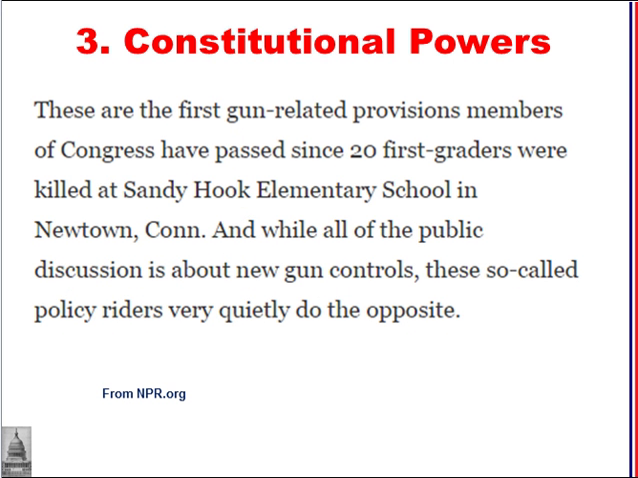Here's one from NPR talking about a couple of riders that were added to potential gun control legislation in the aftermath of Sandy Hook Elementary School. So here's where it mentions riders.